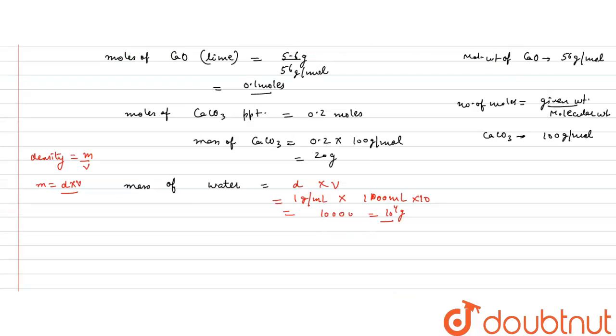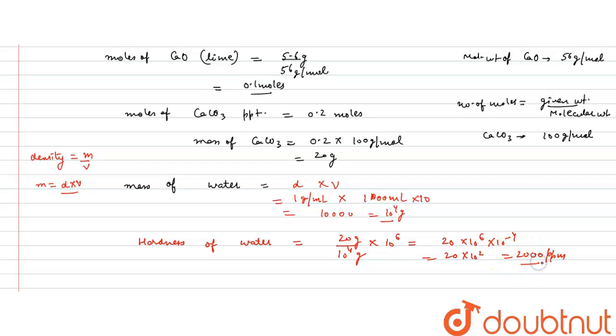So now we will calculate the hardness of water in ppm. It will be mass of calcium carbonate, that is 20 gram, to the mass of water, that is 10 raised to power 4 grams, into 10 raised to power 6 to calculate in ppm. So it will give us 20 into 10 raised to power 6. This will go in numerator and form 10 raised to power minus 4. So it will be 20 into 10 raised to power 2, which is equal to 2000 ppm. So the hardness of the water due to calcium carbonate in ppm is 2000 ppm.